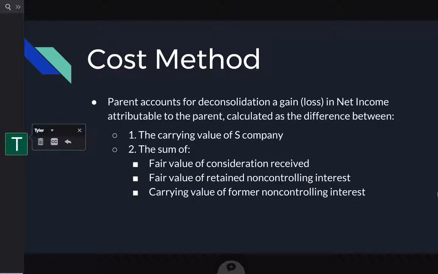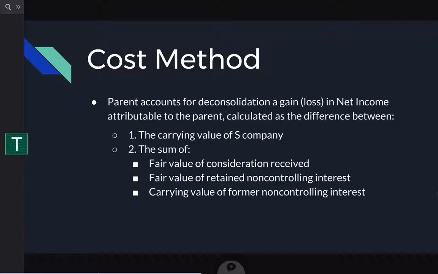Today we're going to be focusing on the cost method and how to account for deconsolidation using this method. The parent accounts for deconsolidation using a gain or loss in net income attributable to the parent. This gain or loss is calculated as the difference between two items: one, the carrying value of S company's equity, and two, the sum of three different objects.